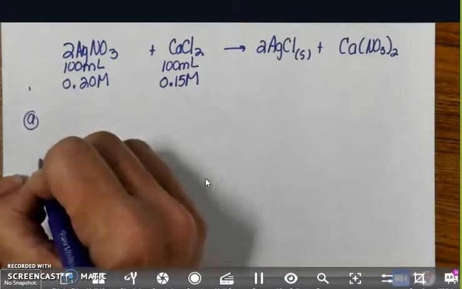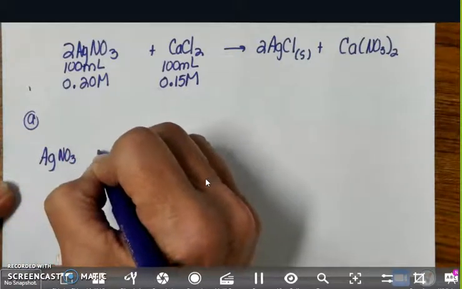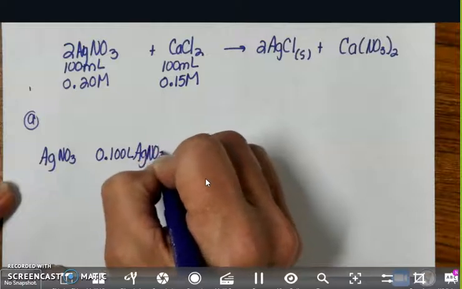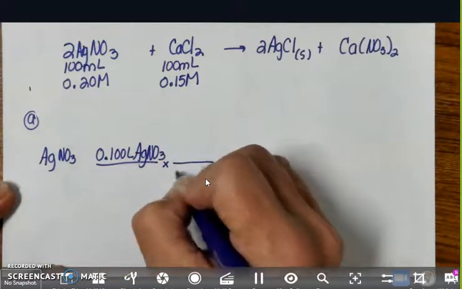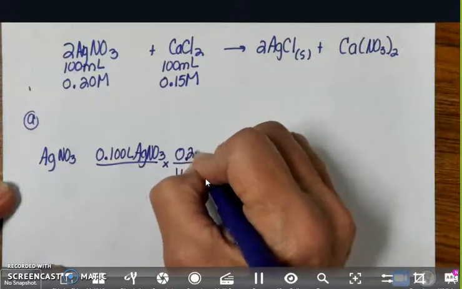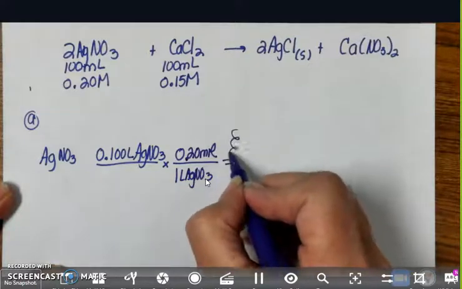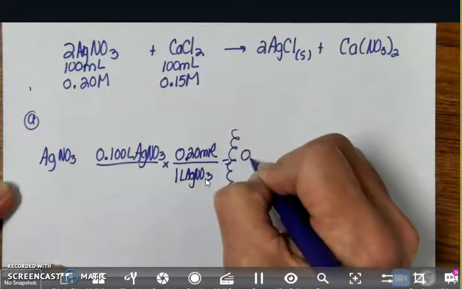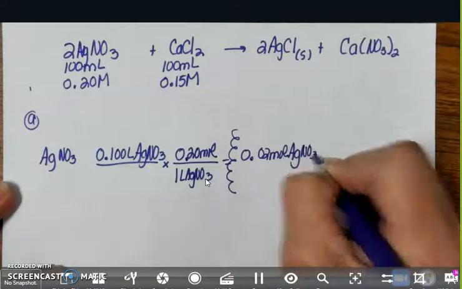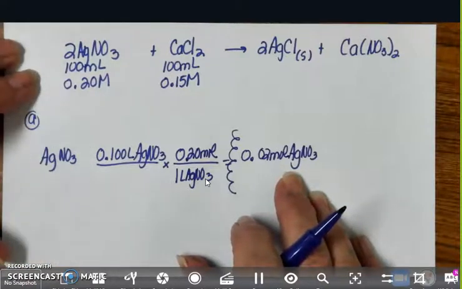Okay? So I'm going to start down here with silver nitrate. I've got 0.100 liters of silver nitrate. 1 liter of silver nitrate is 0.20 moles. That's from here. Now, I'm going to put a little squiggly line here, and I'll show you why in a minute. That gives me 0.02 mole silver nitrate.